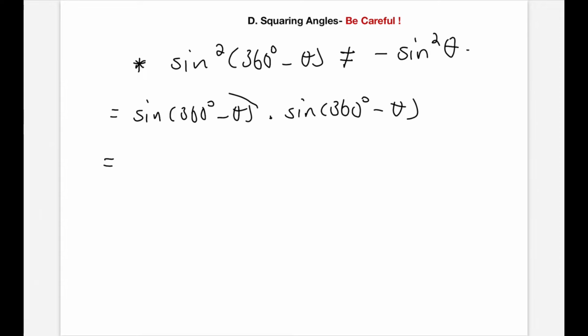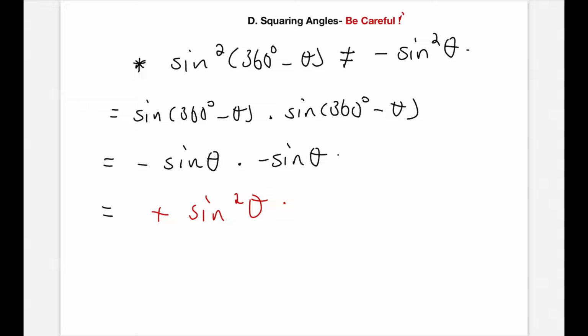And like you said, the sine of 360 minus theta is negative sine theta. But now, when you're multiplying it with another negative sine theta, what's going to happen? The answer will actually be positive sine squared theta. So be very careful when you're squaring angles.